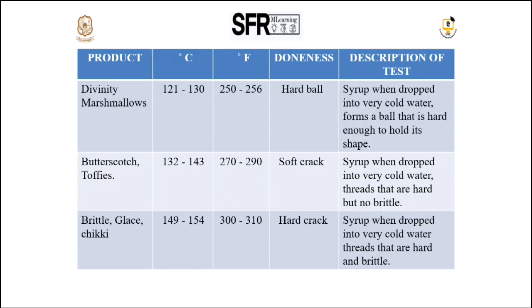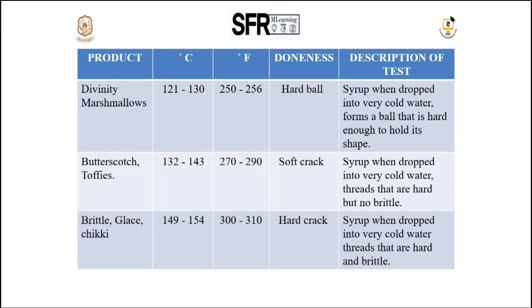After that we have the hard ball stage. In the hard ball stage, the temperature is 121 to 130 degrees Celsius, generally used for marshmallow preparation. Here the description is, when we drop the syrup in cold water, it becomes a ball, and it's hard to hold its shape. It doesn't hold its shape that easily.